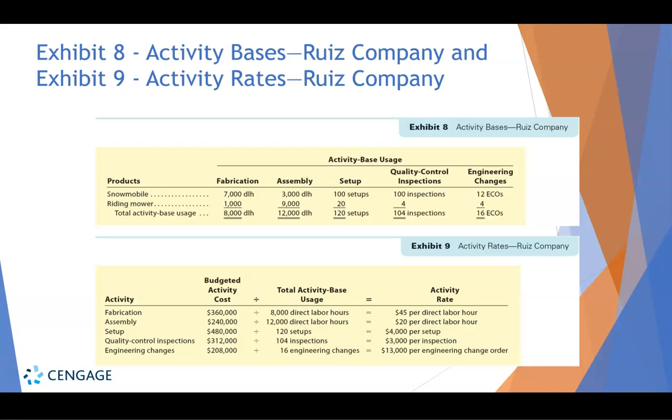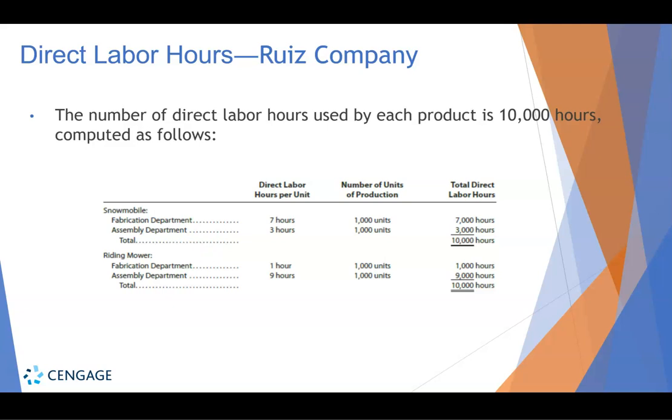So for fabrication, we've got $45 per direct labor hour. Assembly, $20. The setups, if we're estimating 120 setups, it's $4,000 per setup. Inspections, we're estimating $3,000 per inspection. And then the engineering changes is $13,000 for each change order.